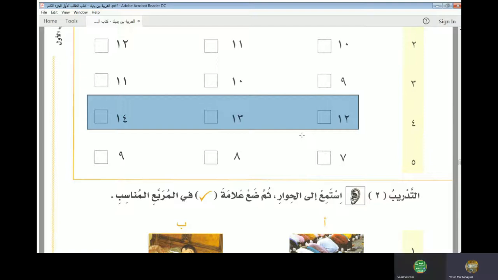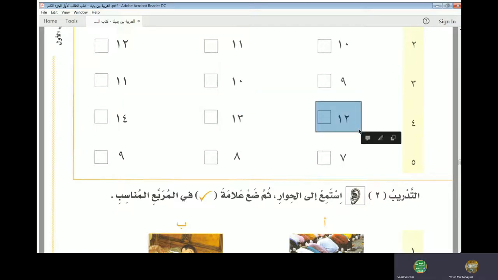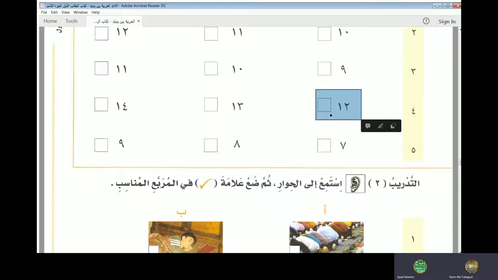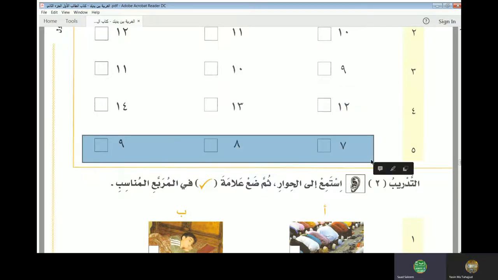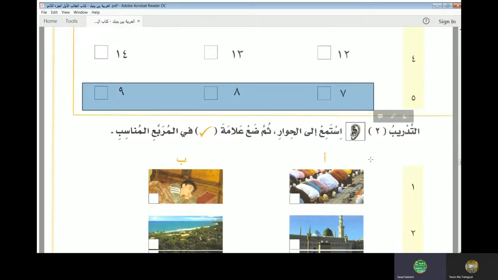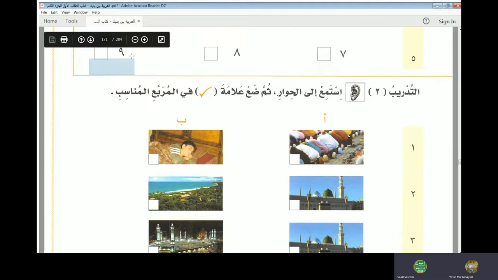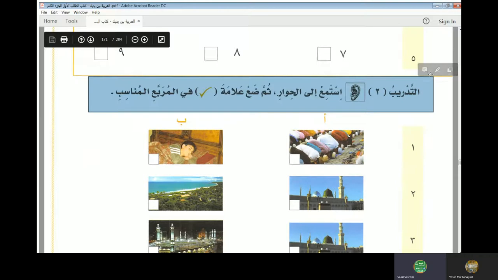I can't see the symbols at the top anymore. That's Alif? Okay. Yes. Alif, Ba, Jim. Okay. Next we have: Mata waqafta fi Arafat? Waqaftu fi yawmil tasi'. Jim. Correct.